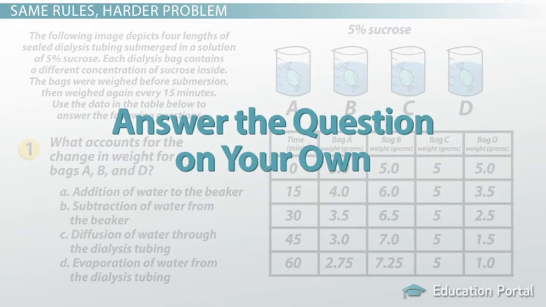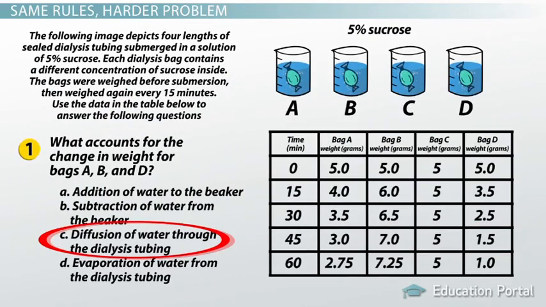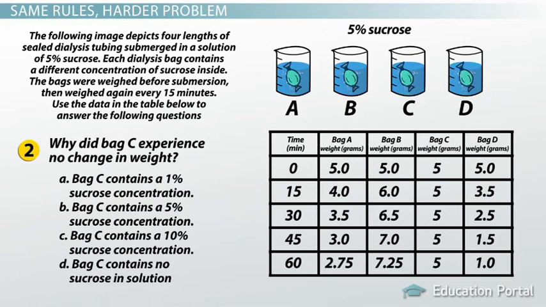We already said the weight change is due to diffusion of water in and out of the bag. So now we can look at our choices and pick the one that fits our idea. The next question asks why bag C had no change in weight. If the weight changes were caused by osmosis, and bag C had no weight change, then it must have experienced no net diffusion of water. Bag C probably has a 5% sucrose concentration, which is equal to the solution surrounding the bag. So we'll pick this answer here.